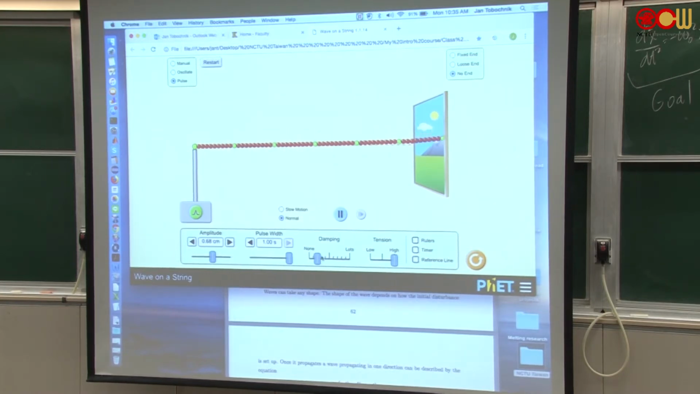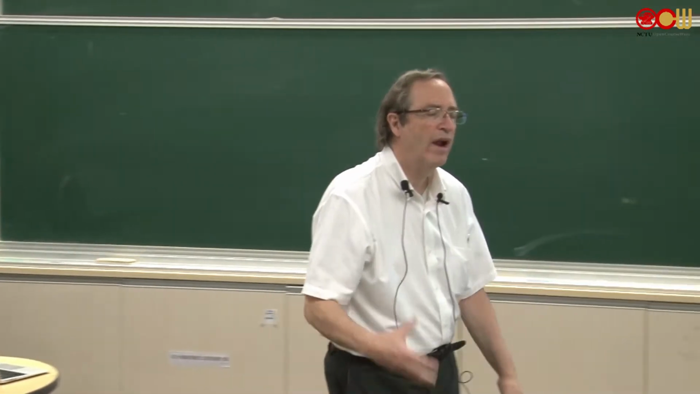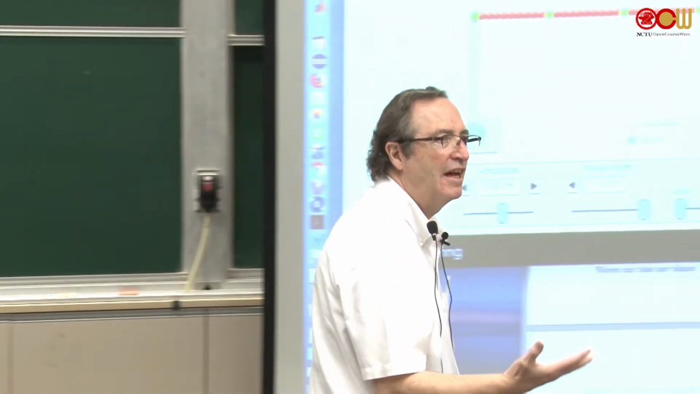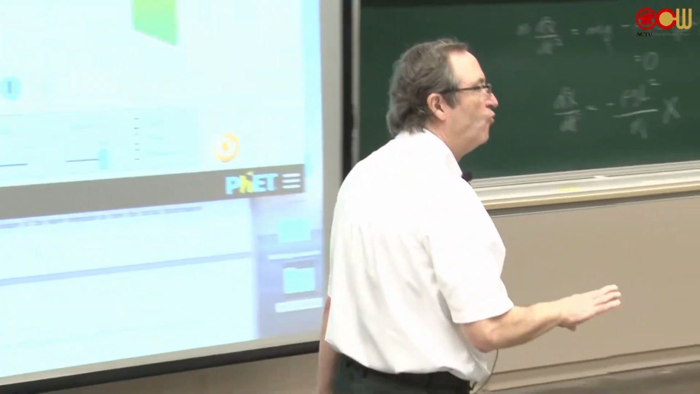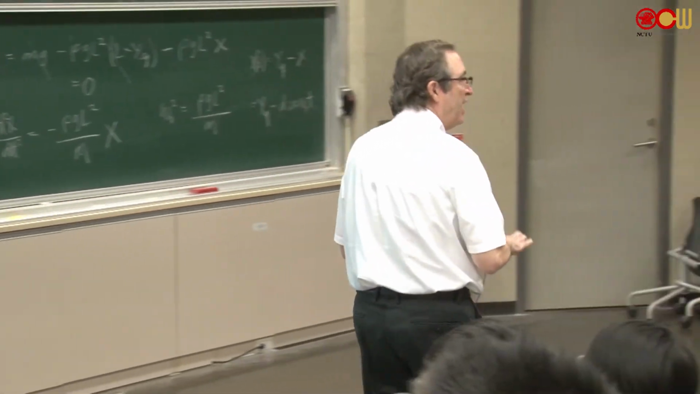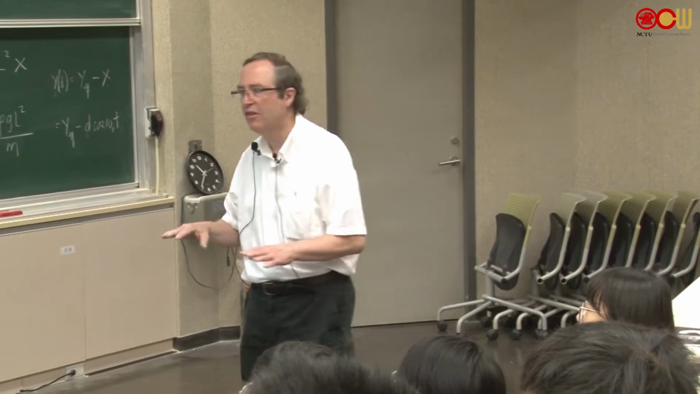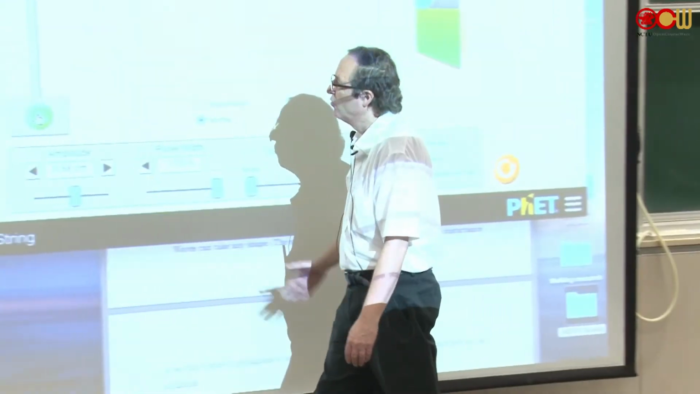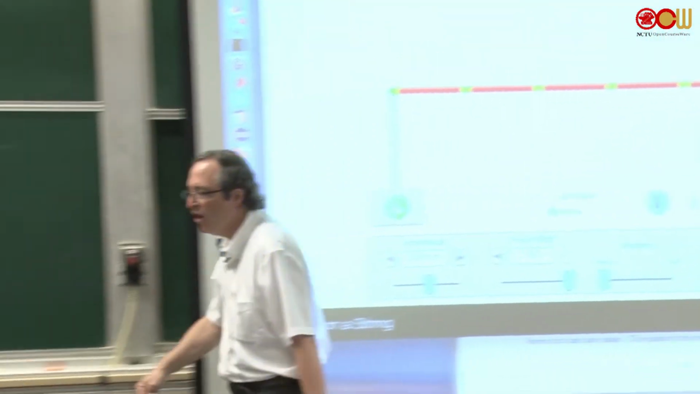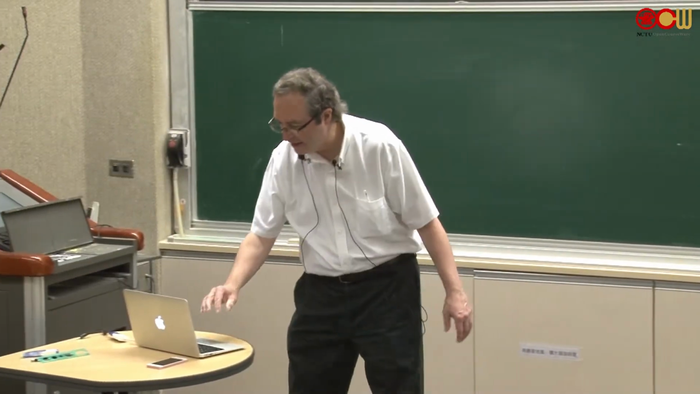I can get rid of any damping. If I get rid of damping, what happens is the amplitude does not change. We're not going to do anything with damping. We're going to do everything without damping. So we have a pulse that moves across. We can have any kind of shape we want.